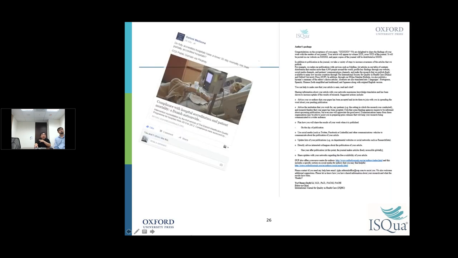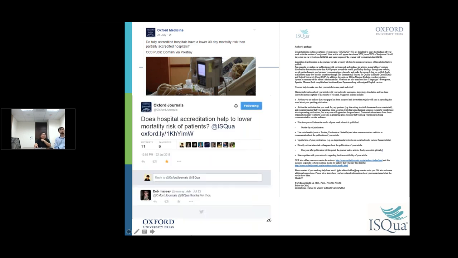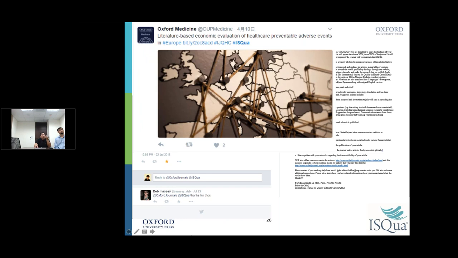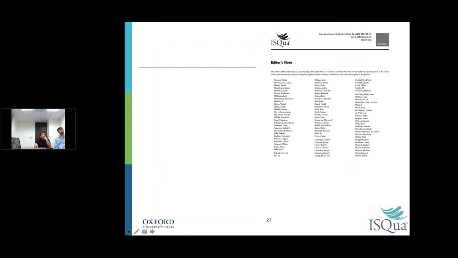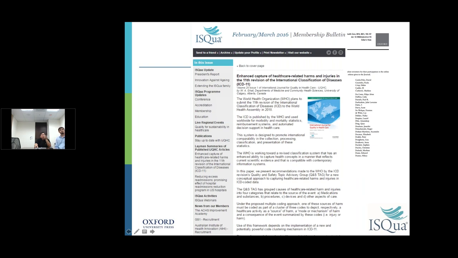So these are the author's package, and this is a snapshot of the layman's summary, and also the Facebook of the OUP. And Twitter, Facebook. So we would actually promote all the editor's choice articles through our social media platforms. And these are also examples of the papers that we promoted through our social media platforms. And we also provide a layman summary that's sent through the ISQua's bulletin.